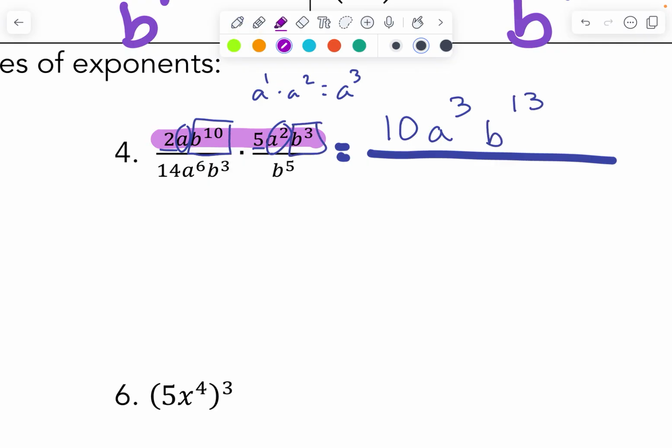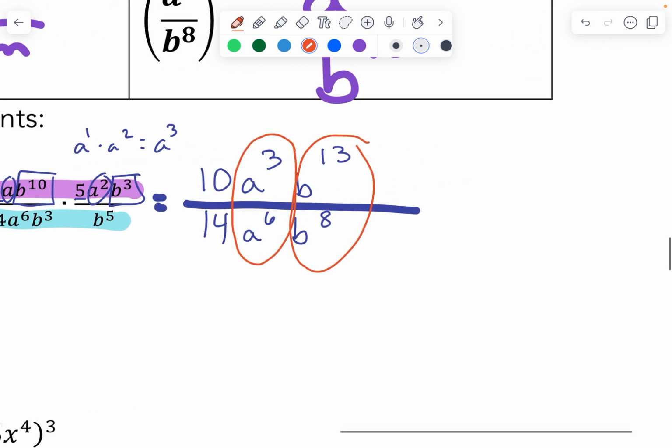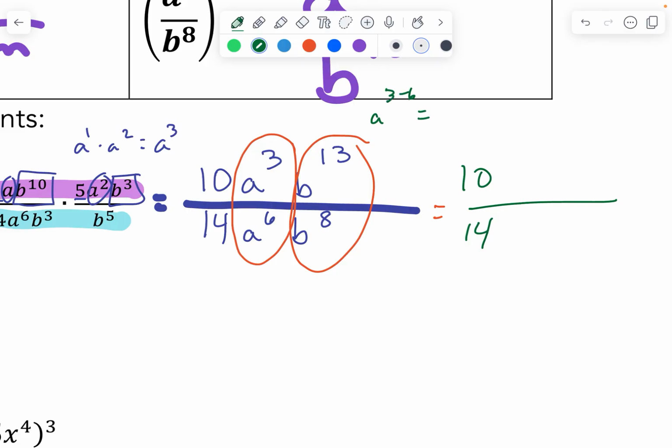And then do the same thing on the bottom. Okay, so 14, there's no other number. There's no other a's. But then there would be 8 b's because you add those. Okay, now this is not done because you have a's on top and bottom and b's on top and bottom. So for that, I'm going to subtract. So I'm going to leave the 10 and the 14 for now. But 3 minus 6 is -3. That defaults to the top, always. And then 13 minus 8 is 5.